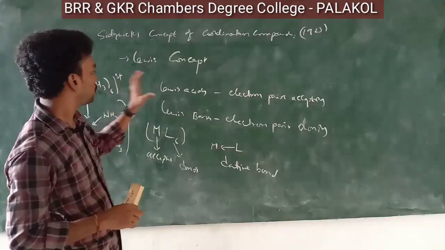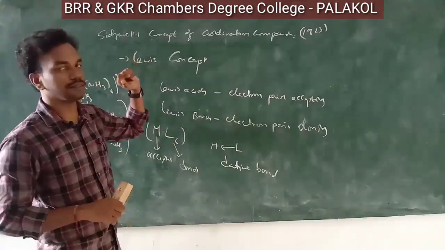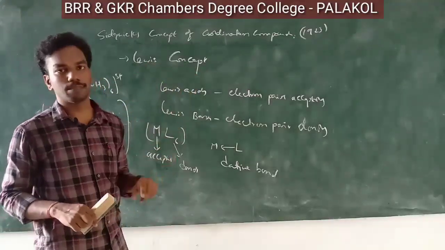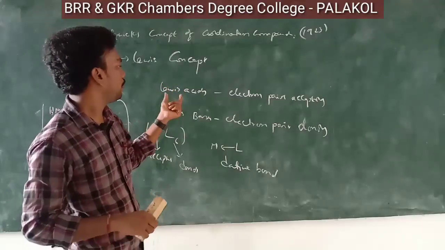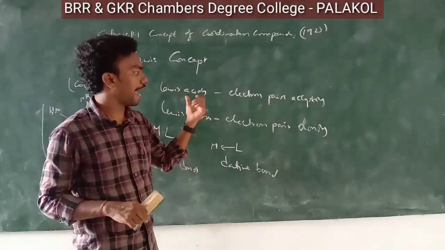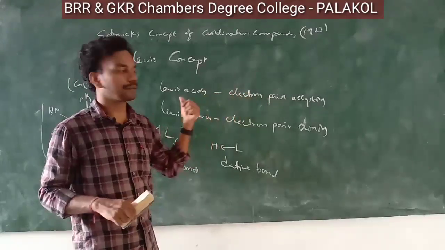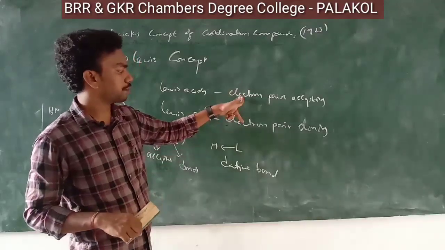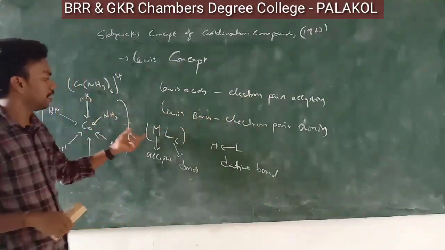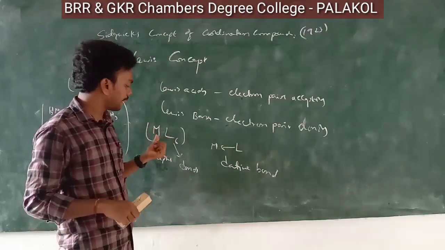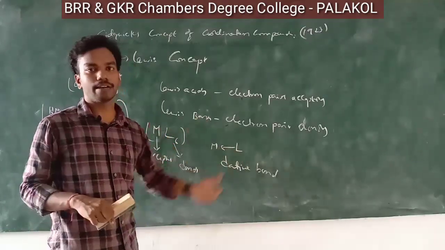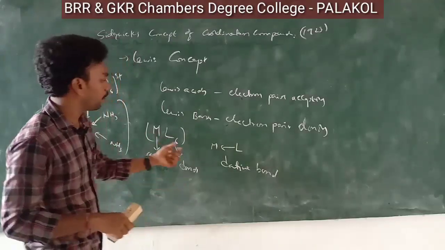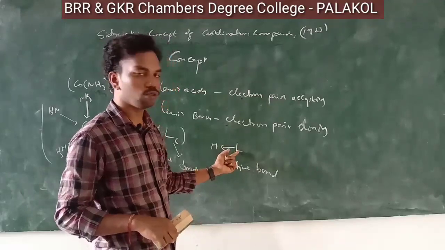So this is all regarding Sidgwick's theory. First, Sidgwick in his theory used the Lewis concept. What is the Lewis concept? According to Lewis, Lewis acids are the species which accept electron pairs; the electron pair acceptors are Lewis acids. Electron pair donors are called Lewis bases. In metal complexes, the metal is the acceptor. The necessary condition is that the metal accepts electron pairs and the ligand donates electron pairs. So the bond is represented by an arrow from the ligand to the metal, from donor to acceptor.